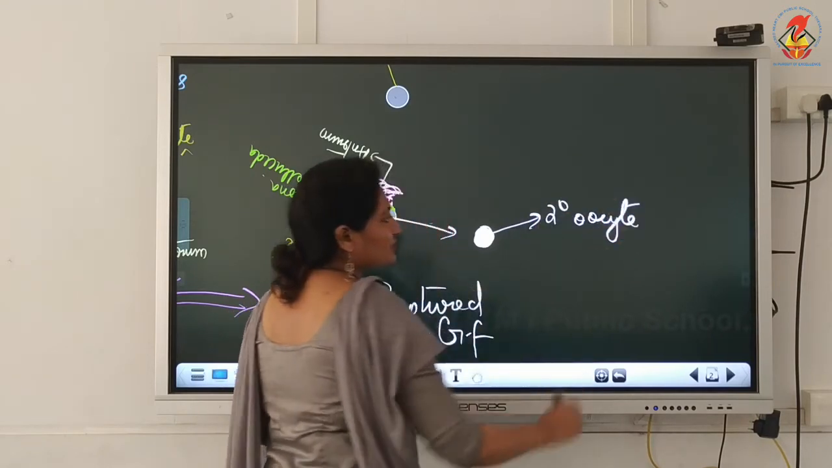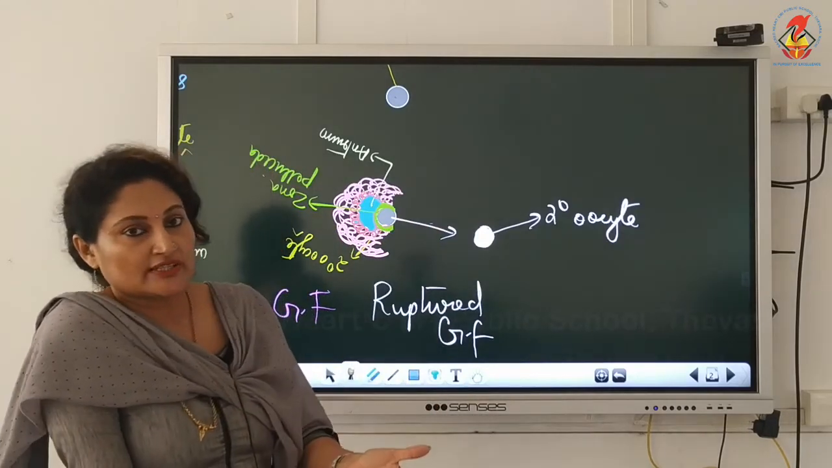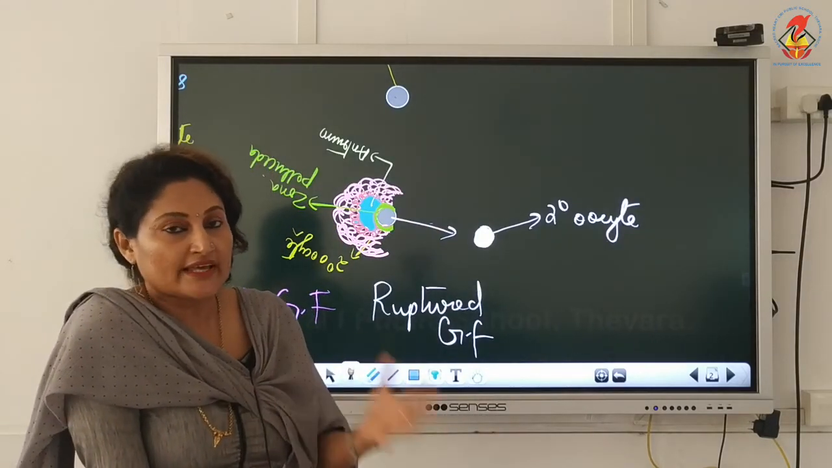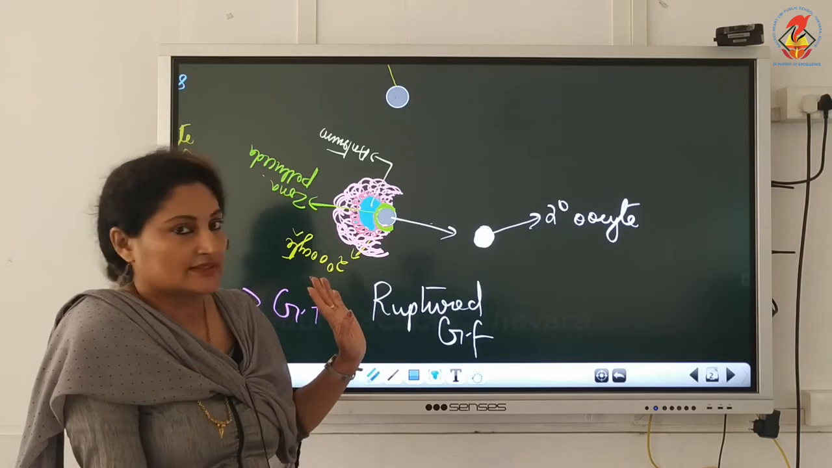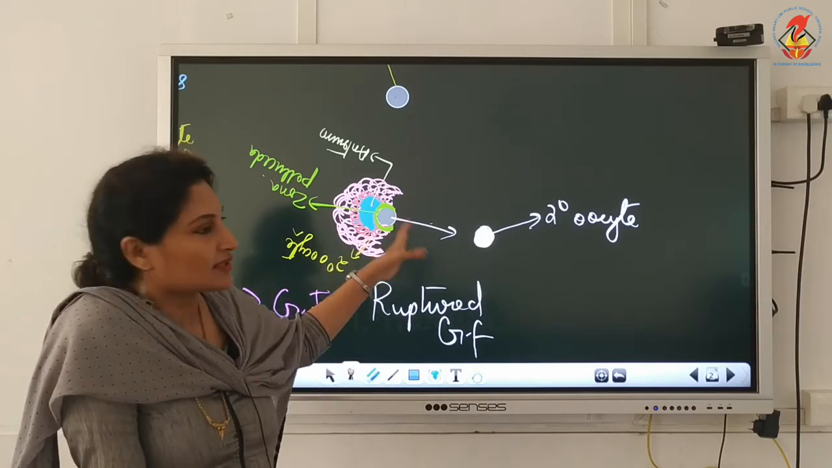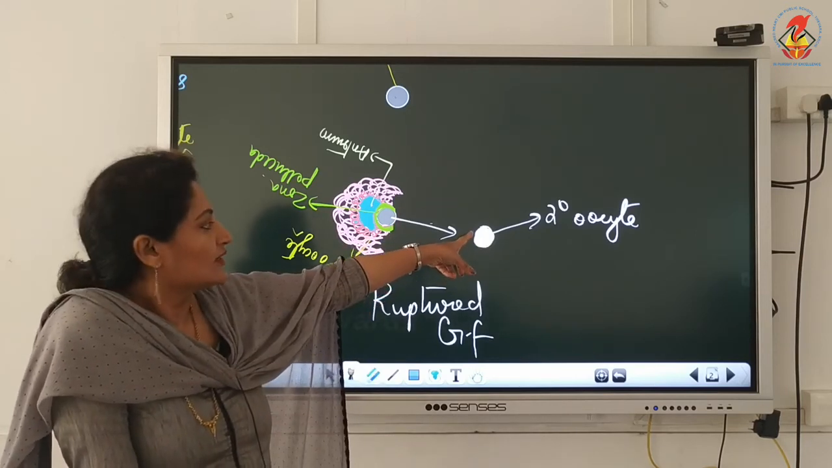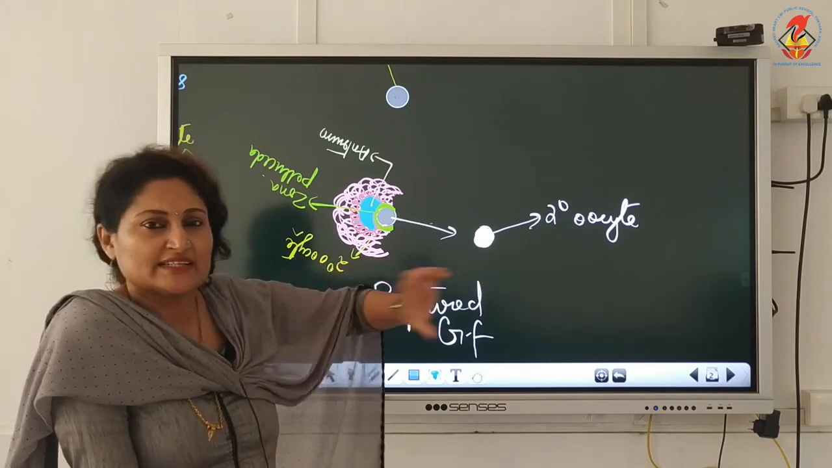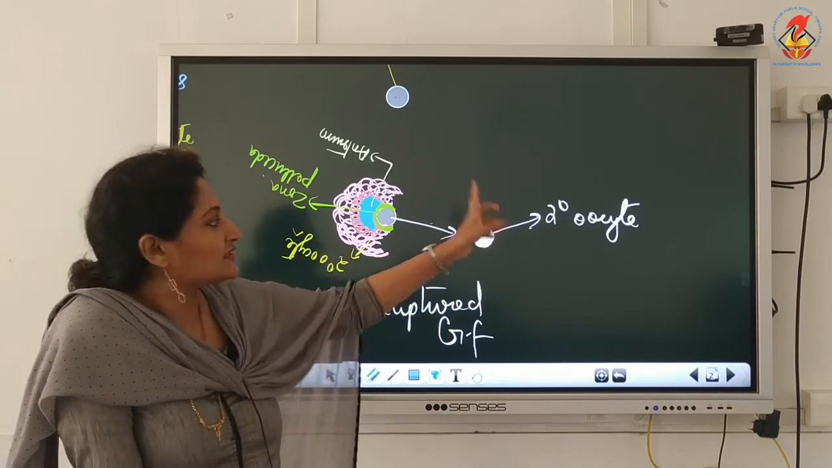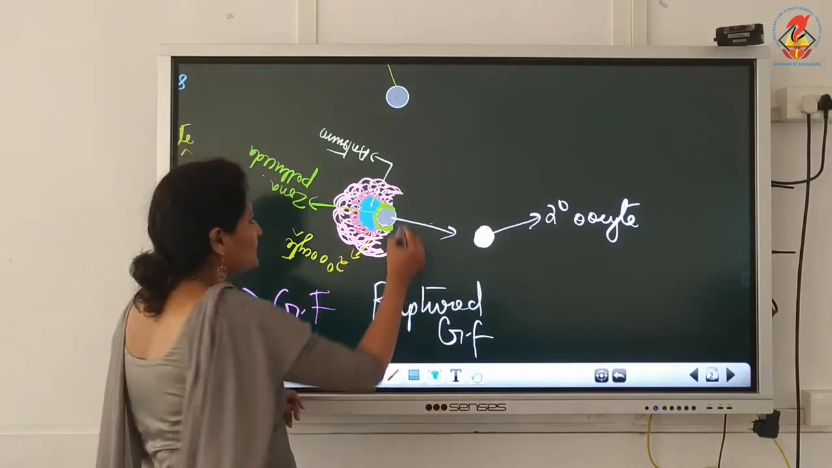So each month during menstruation, which I am going to take in the next topic, we say that one egg is released. It's not egg actually, it's secondary oocyte that is released. The granulosa cells rupture and release the egg or the secondary oocyte, which is usually said as egg, but in correct terms it is the secondary oocyte. This process is known as ovulation.